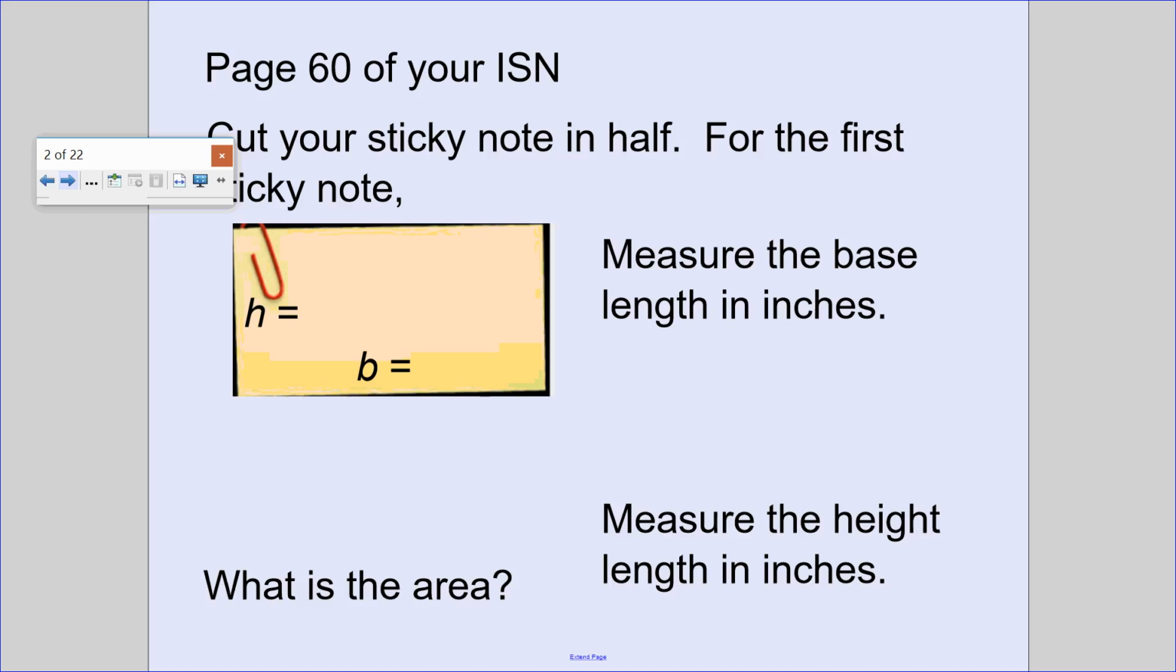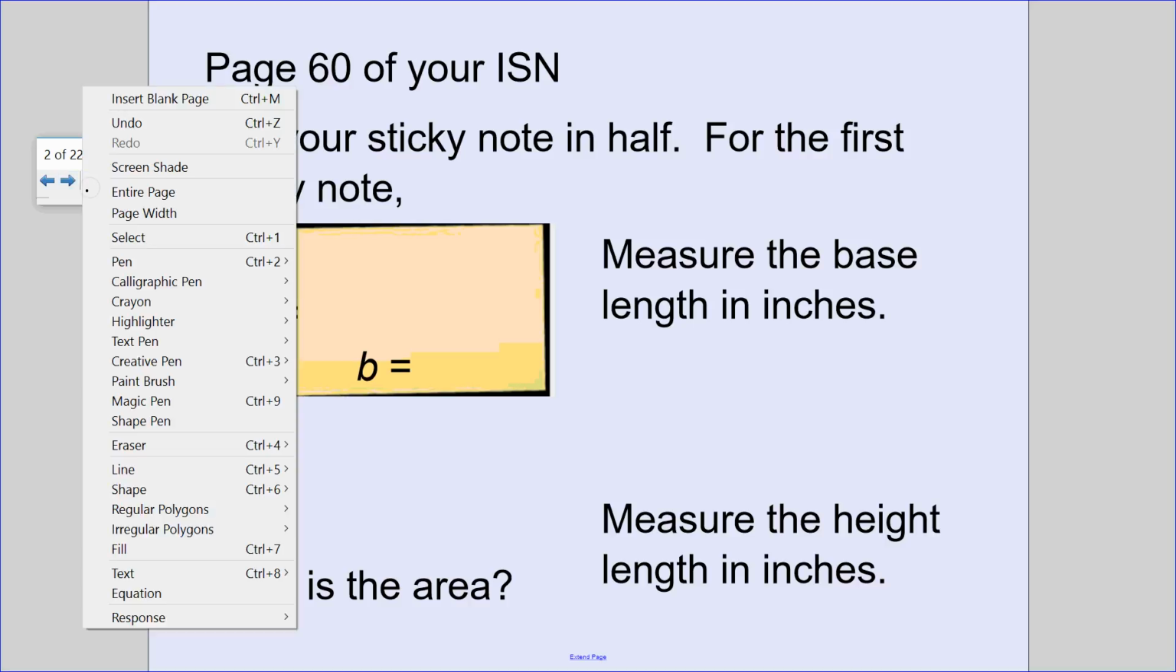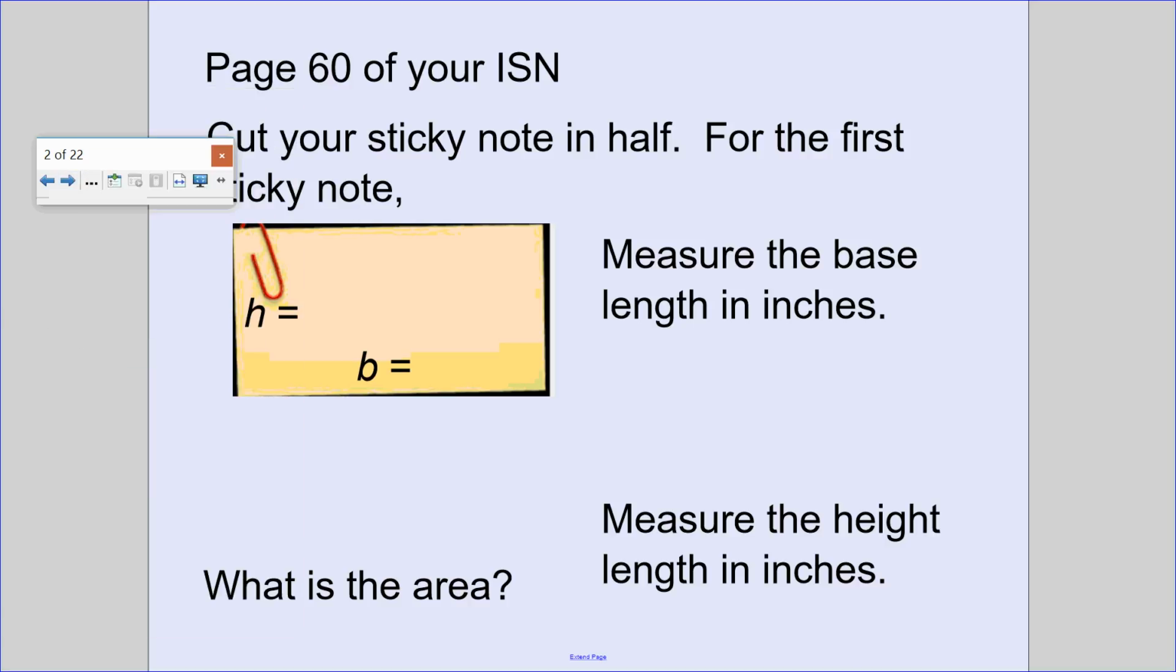All right. So you are going to be given a sticky note. You will fold your sticky note in half. Then you will measure the base and the height of your sticky note in inches. This would be 3 inches, and the height of the sticky note would be 1 5/10 inches. What is the area of this rectangle?